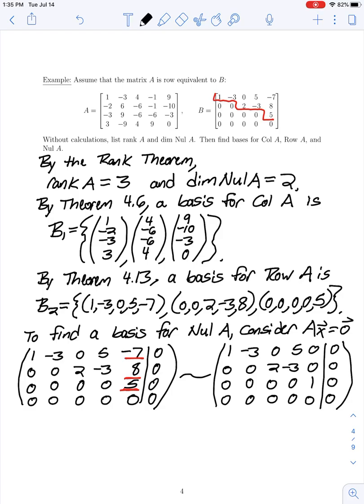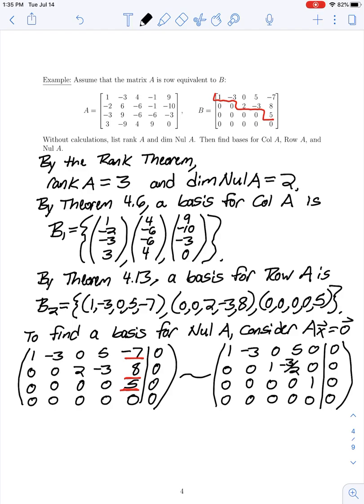So now this is almost in reduced row echelon form. The only thing that we still need to do is take the leading entry of 2 in our second row and make it a 1, which I can do by dividing my second row through by 2, which would give us the matrix in reduced row echelon form shown here.